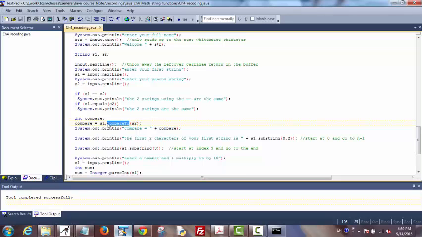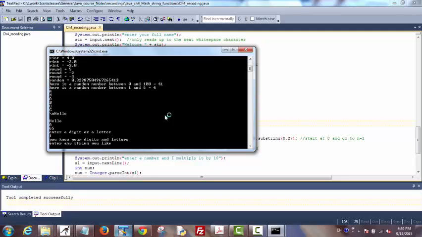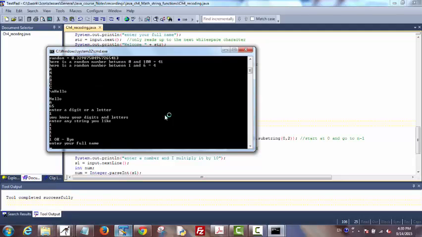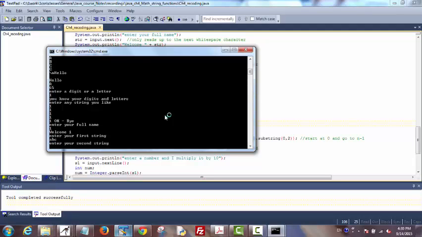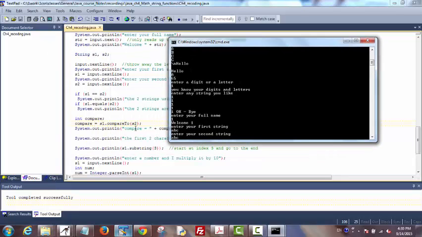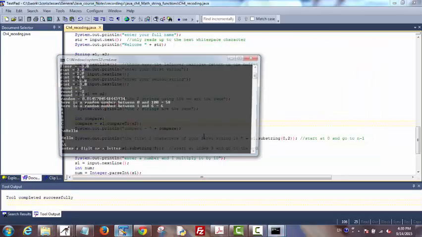So for example, what do you think happens if S1 and S2 are going to be the same thing? So let's just run this. I'm just going to press 1, enter your full name. Okay, enter your first string. I'm going to do ABC. Enter your second string, also ABC. Well, ABC compared to ABC, they're exactly the same, so you're going to get compare equal to 0, right?